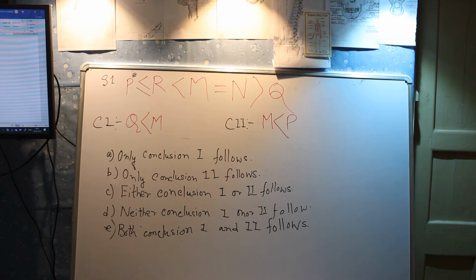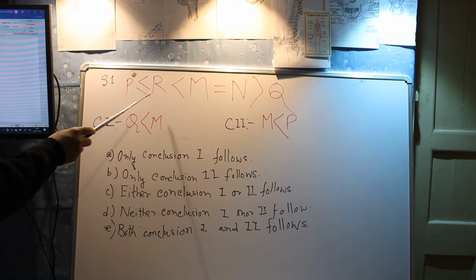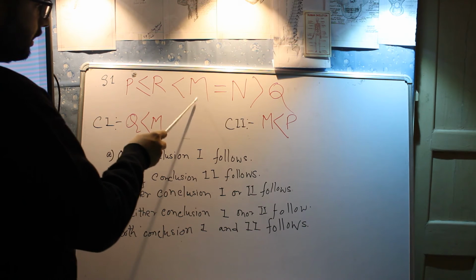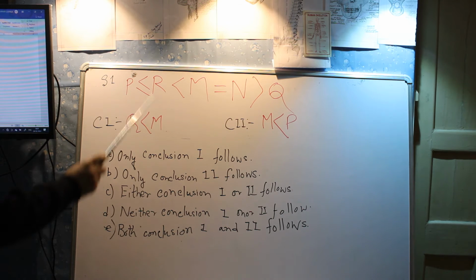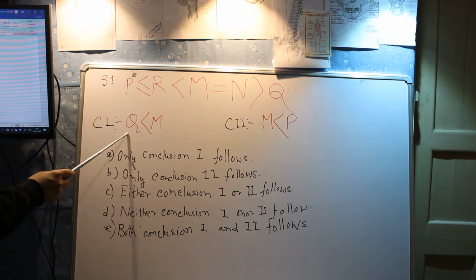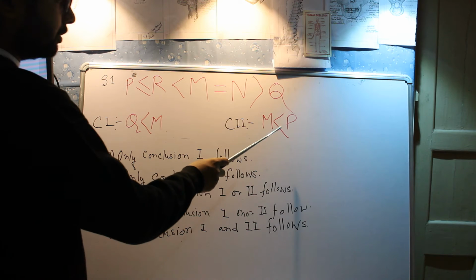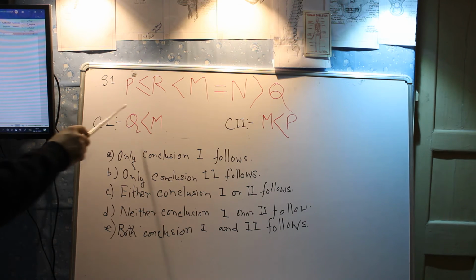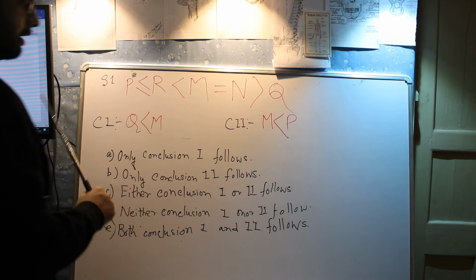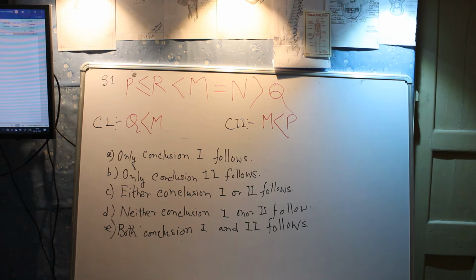Look at the question. It is given P less than or equal to R, R is less than M, M is equal to N, and N is greater than Q. And two conclusions given, Q is less than M and conclusion 2, M is less than P. Now fit these conclusions in the statements and find which option is the correct one.